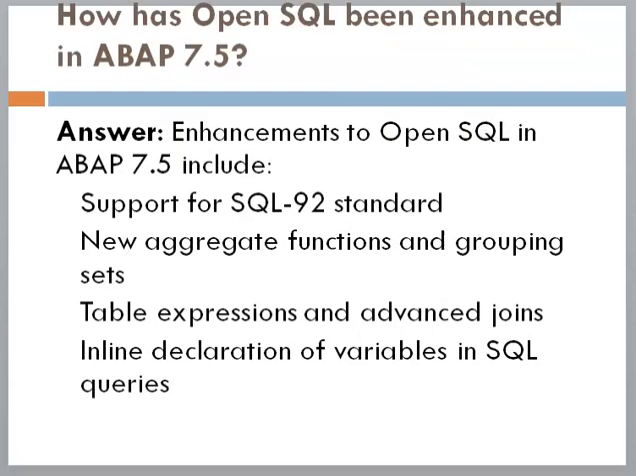How has Open SQL been enhanced in ABAP 7.5? Answer: Enhancements to Open SQL in ABAP 7.5 include support for SQL 92 standard, new aggregate functions and grouping sets, table expressions and advanced joins, inline declaration of variables in SQL queries.